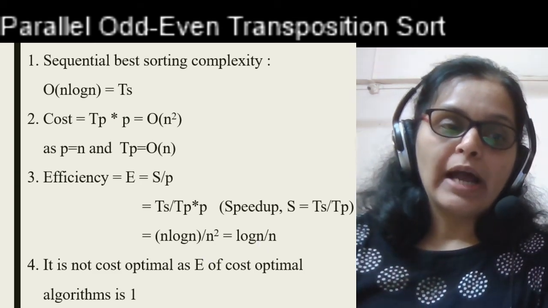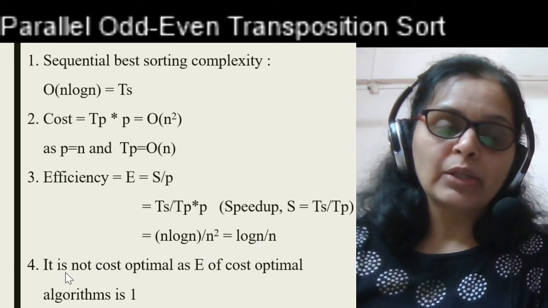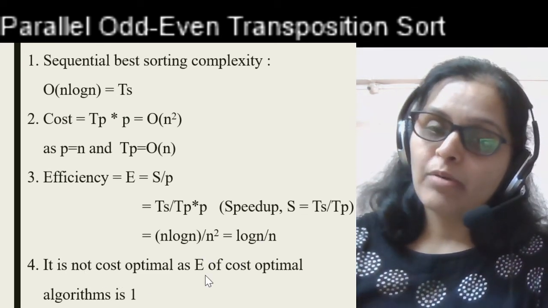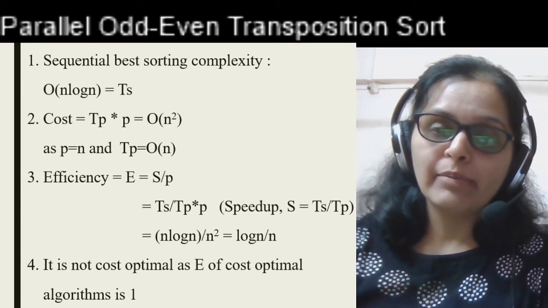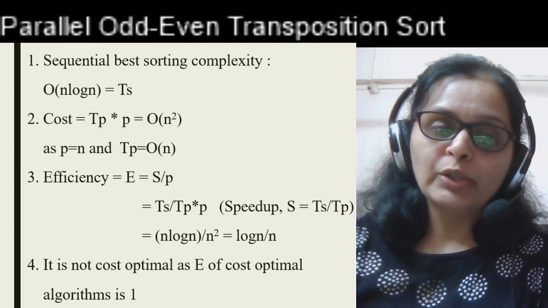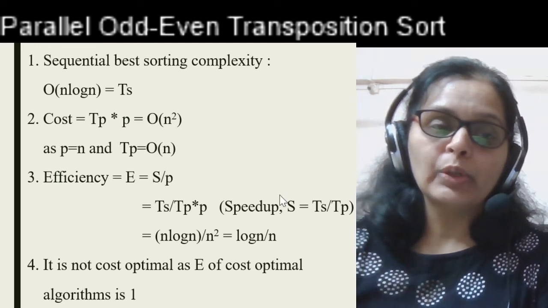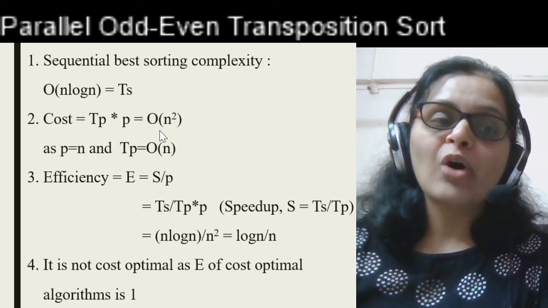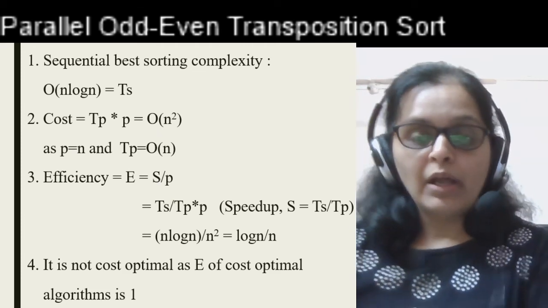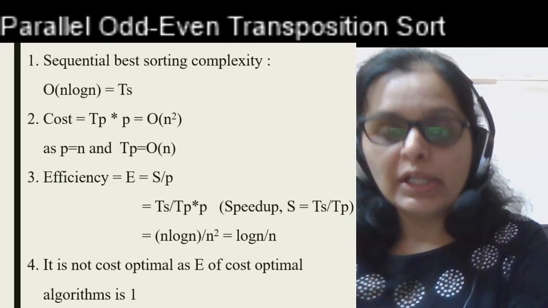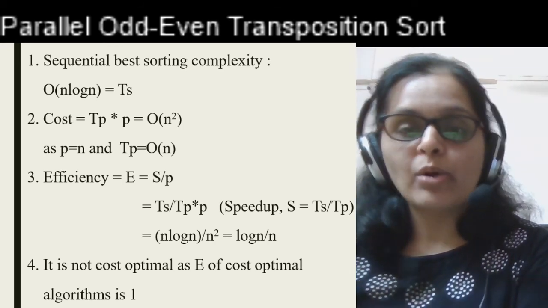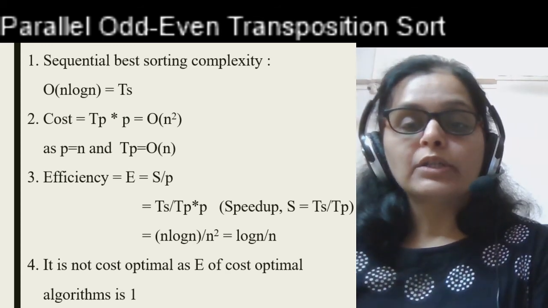Okay, and now after this we conclude that it is not cost optimal, as the efficiency of a cost optimal algorithm is 1. This also you should know. And here if you see the cost, it is O(n^2), so it is not a cost optimal solution. Even though we are parallelizing it, it is not cost optimal.